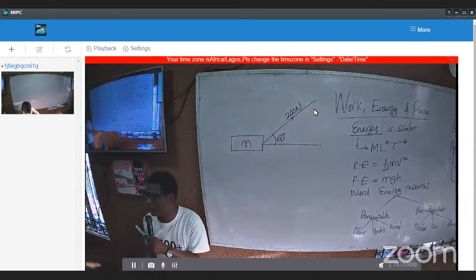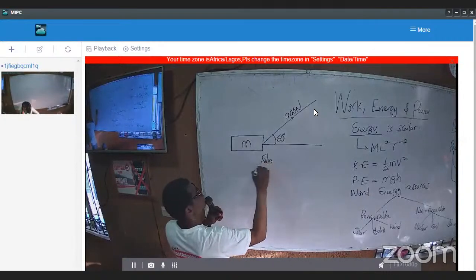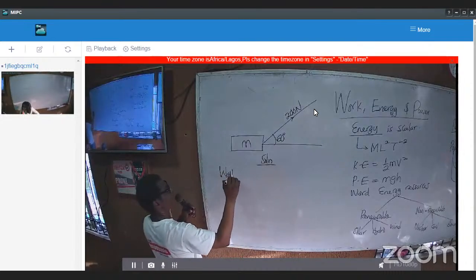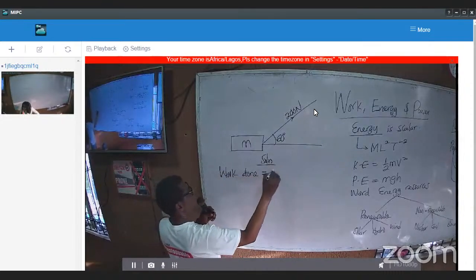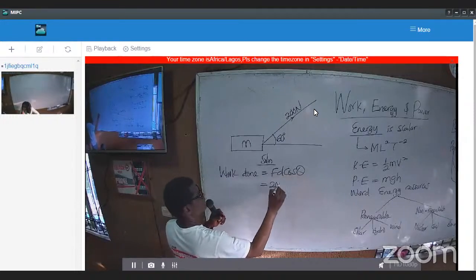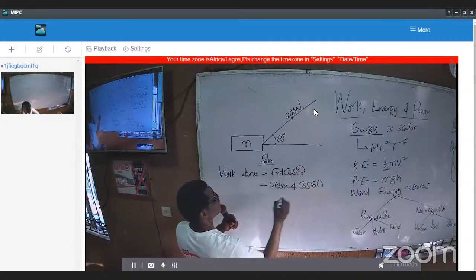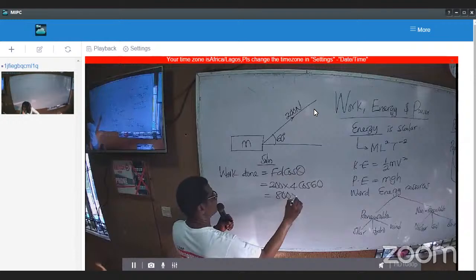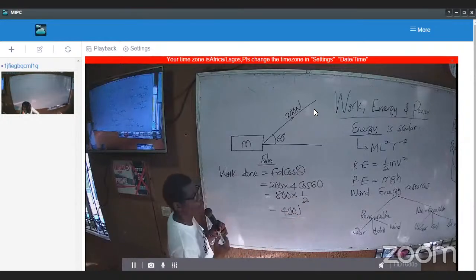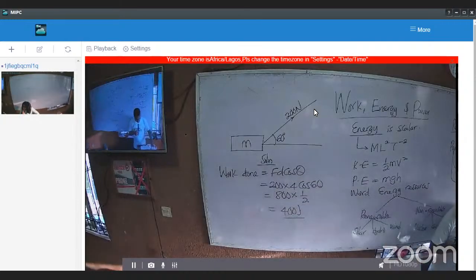So that's the first formula that you expect to know how to use, the formula for work done. Solution: work done is always FD cos theta. We've solved an equation like that before. Our force is 200, the distance is 4, and then we have cos 60. They always like to give you cos 60 because they know that cos 60 is half. So that's 400 joules. So work done is always FD cos theta.